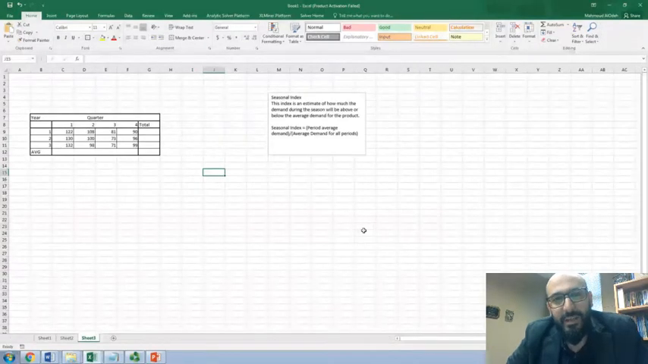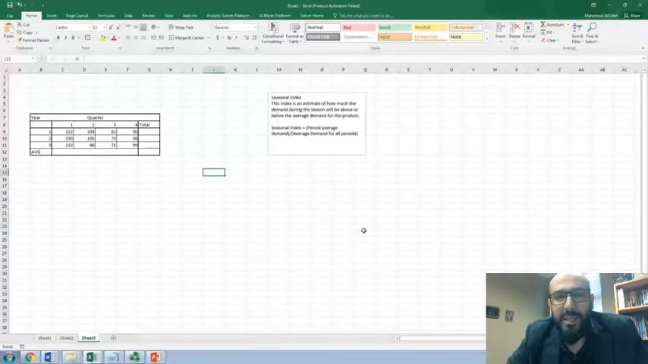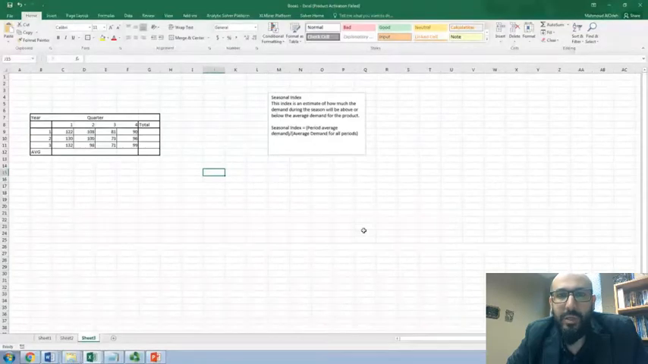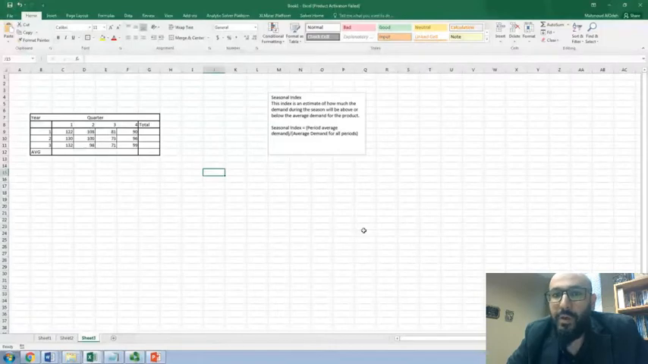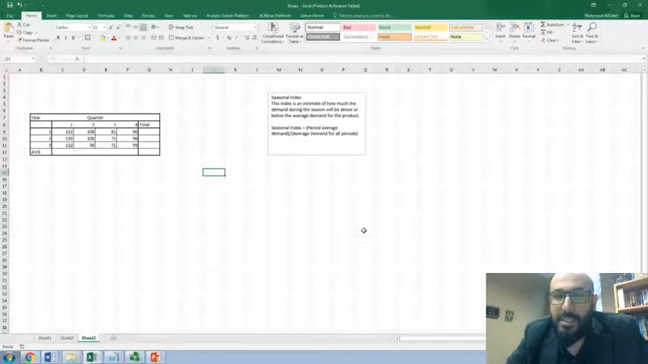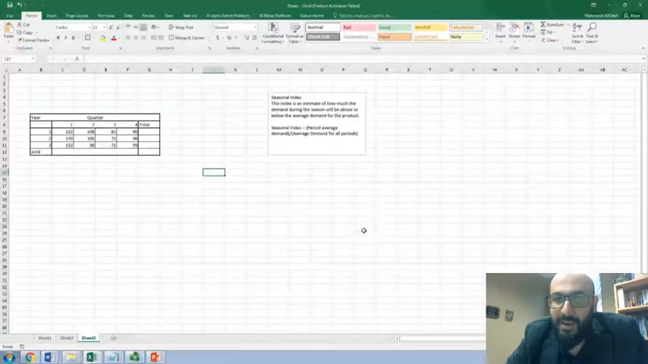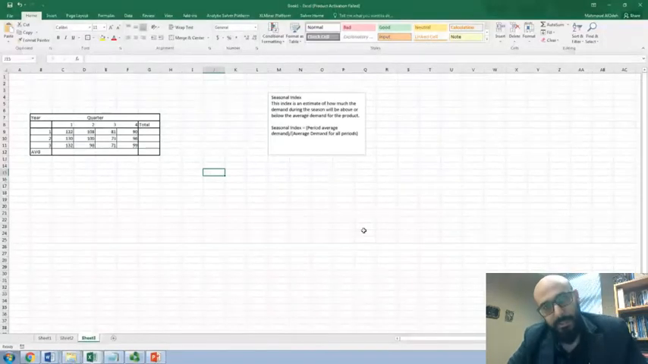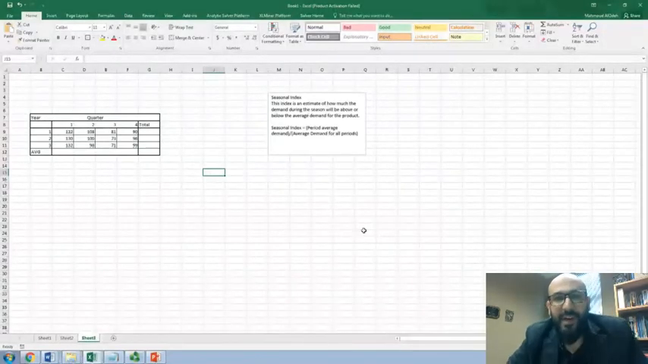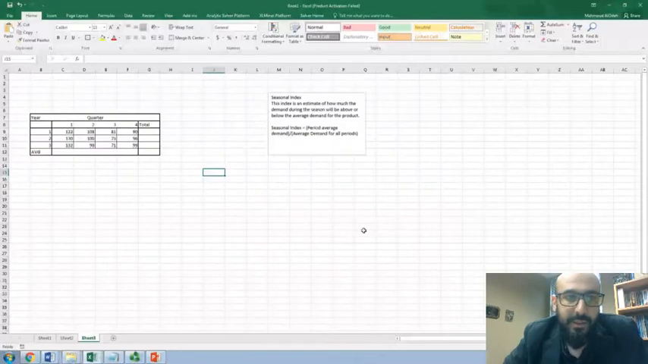Hi. The seasonal index is another forecasting technique that we use for forecasting during seasons. It is an estimate of how much the demand during a season will be above or below the average demand. This could be calculated by finding the average demand for one period and dividing that by the average demand for all periods.